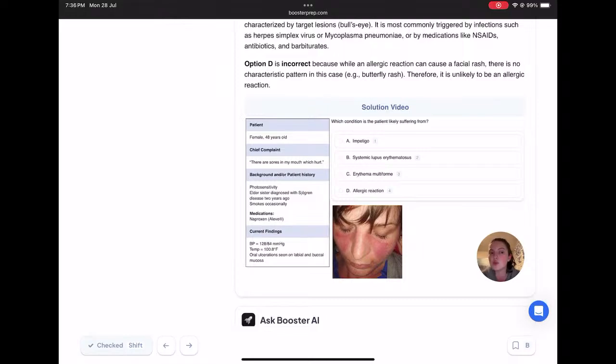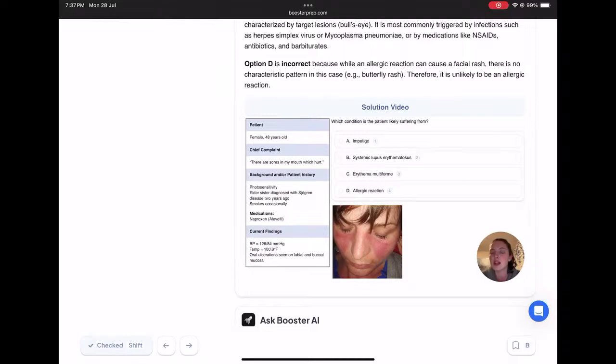And we're being asked, which condition is the patient likely suffering from? Impetigo, systemic lupus erythematosus, erythema multiforme, or an allergic reaction? Now, we are definitely given a ton of information in this question to be able to make the correct diagnosis. The first and most helpful clue is the image that we're given. If we look at this picture, we see that this patient has a bilateral rash on the cheeks, and it does not spread to the eyes or down to the nasolabial folds. This rash is very characteristic for a certain condition and should immediately point you towards a specific diagnosis.